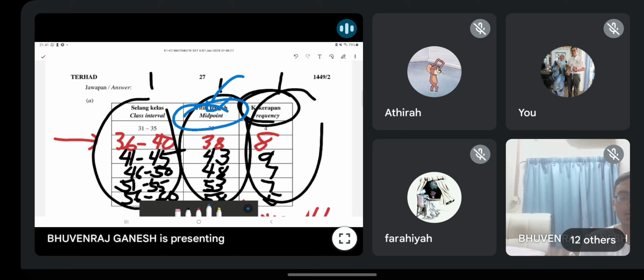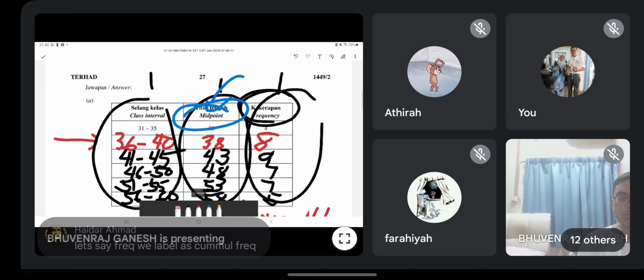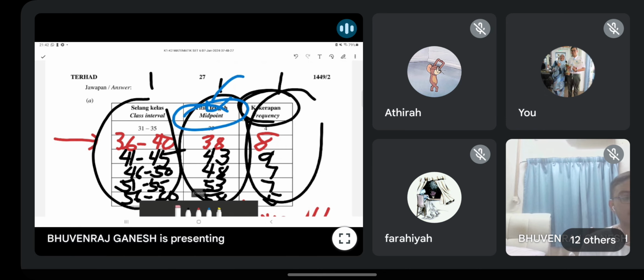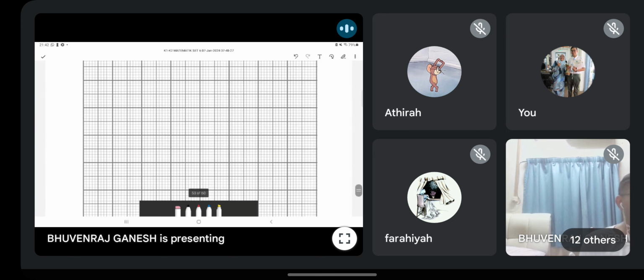Kalau salah label macam mana? Label apa, Haida? Paksi graph ke? Your axis. Label apa tu? Oh, salah lah. Cumulative frequency hanya untuk ogive. Frequency polygon hanya frequency. Okay?